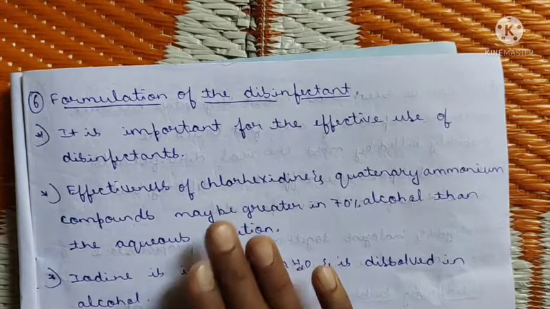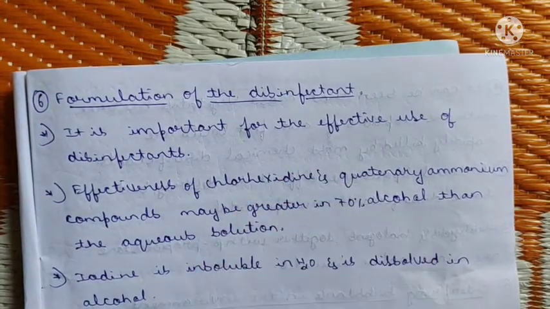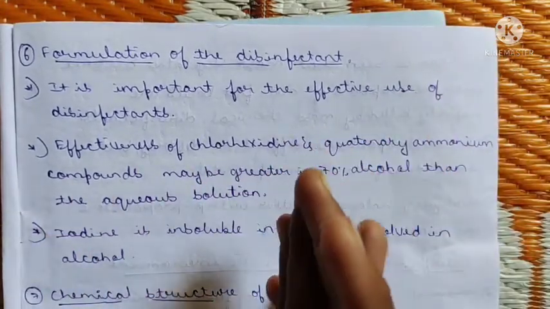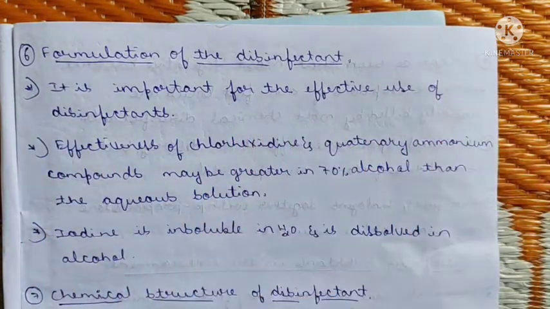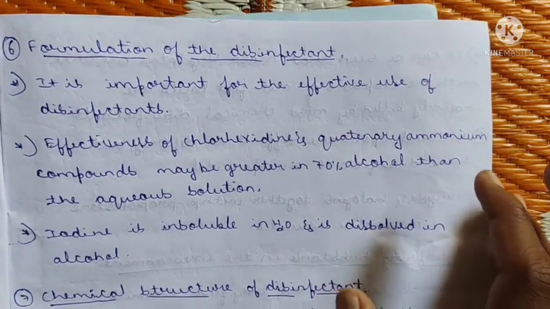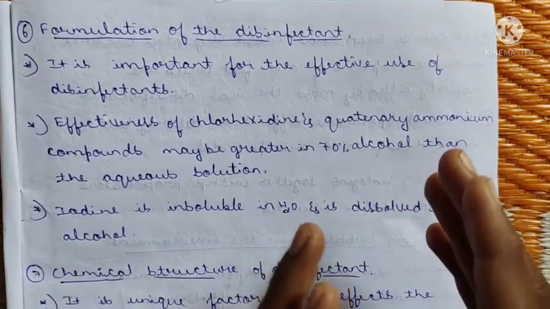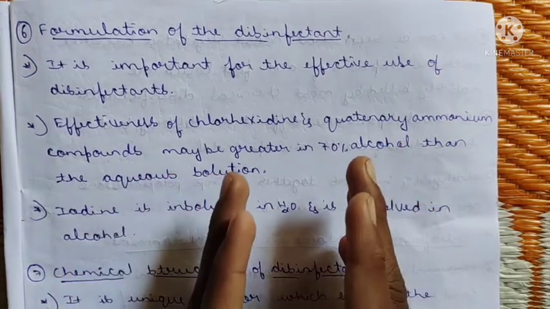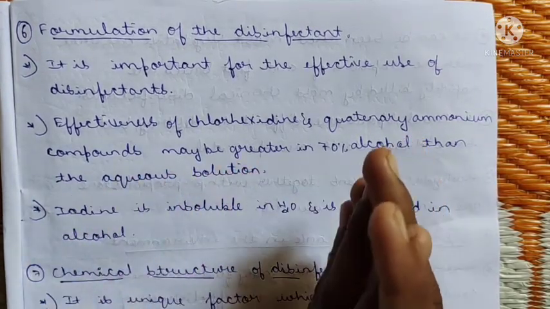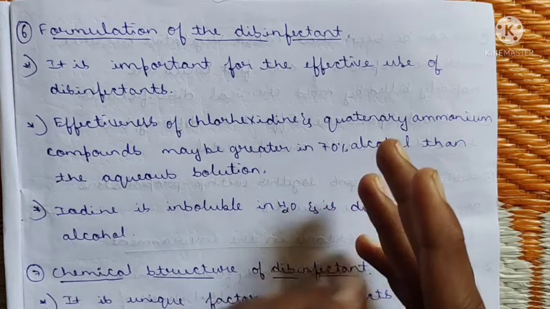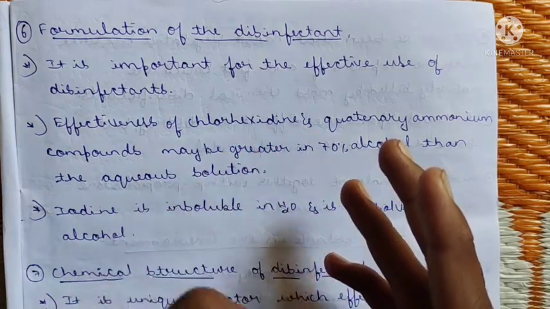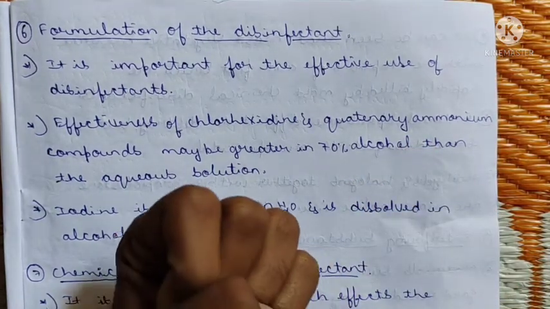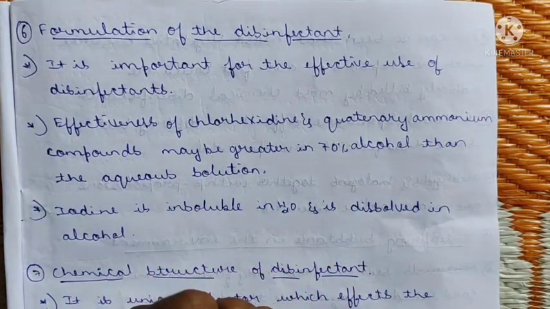Now the sixth effect is the formulation of the disinfectant. Formulation is also very important. How can we form a formulation? It is important for the effective use of the disinfectant. The effectiveness of chlorhexidine and quaternary ammonium compounds may be greater in 70% alcohol than in aqueous solution. How to formulate the disinfectant: we found alcohol to be better even than water. Alcohol shows better disinfectant performance than water.